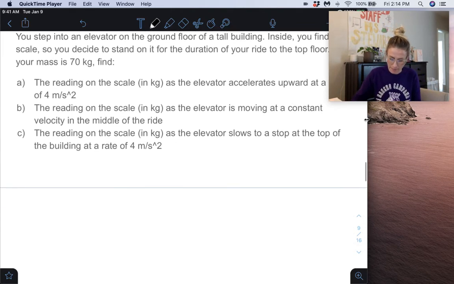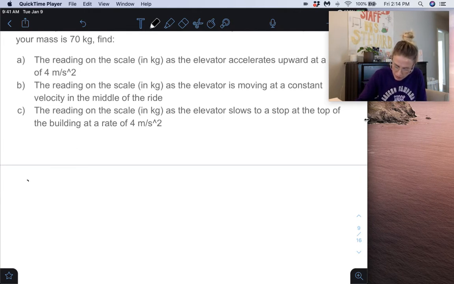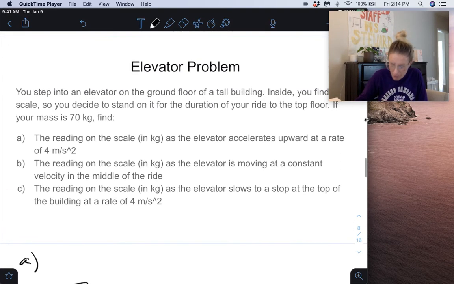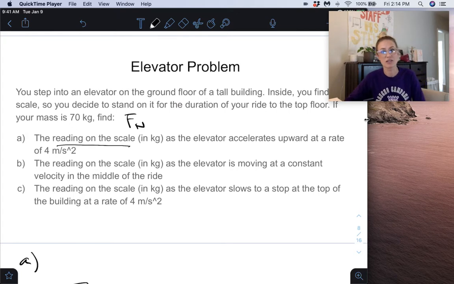For part A, first and foremost, we want to draw a free body diagram. Our free body diagram is going to look pretty much the same for every step of this problem, but the normal force will be changing, and that is what's causing the acceleration. Remember, the normal force is just the force of the elevator floor on your body. Anytime they say the reading on the scale, they're talking about the normal force, because the normal force is what the scale actually shows.